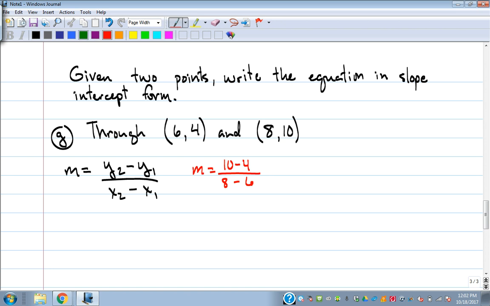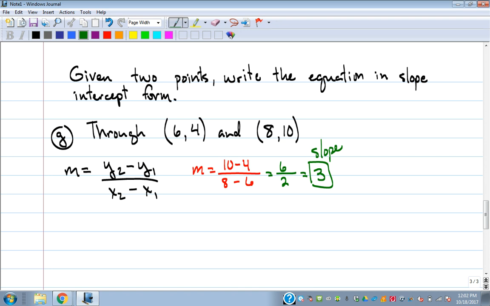10 minus 4 is 6. 8 minus 6 is 2. Does that reduce? Makes 3. The slope is 3. Okay, so this is our slope. Now, what do I do next to write it in point slope form?